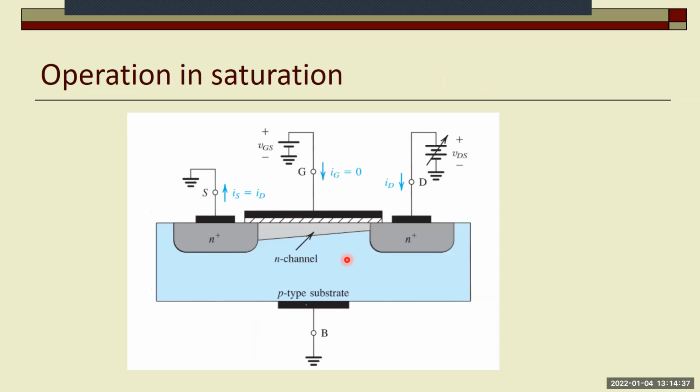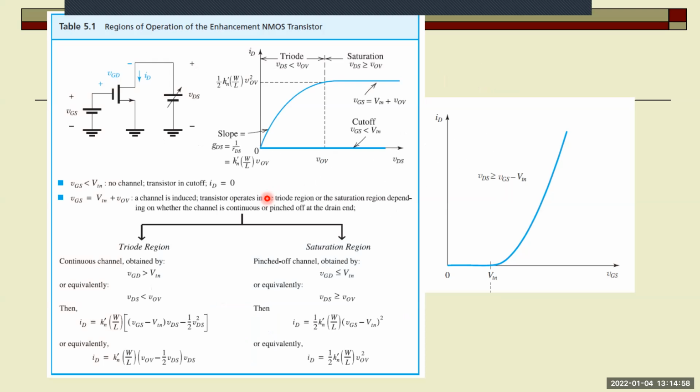And in the saturation region, the channel looks like this. So it's larger or deeper on the source end, much shallower on the drain end. And the reason for this is, of course, the positive voltage between the drain and the source. So that's a summary of regions of operation. And this is the transfer curve. We have no input characteristic because there is no input current going into the gate here.